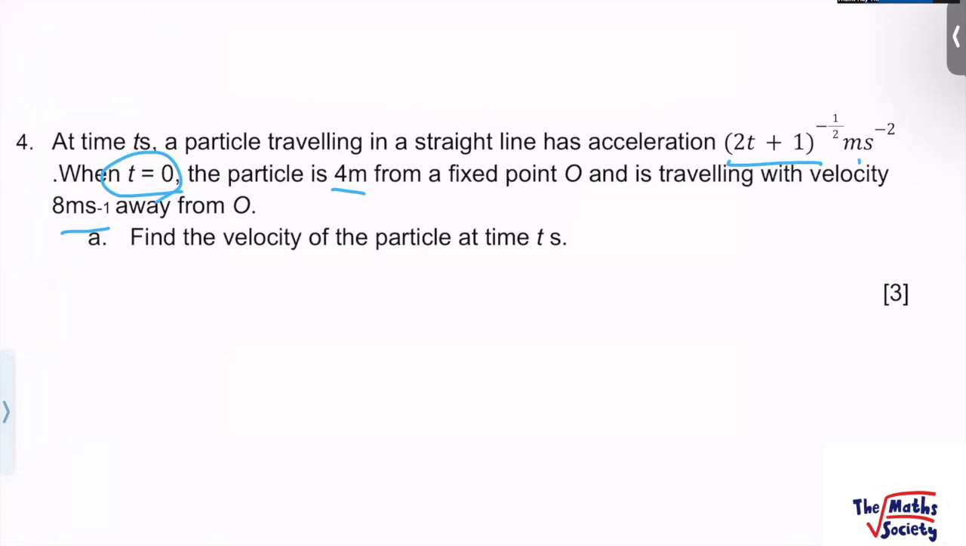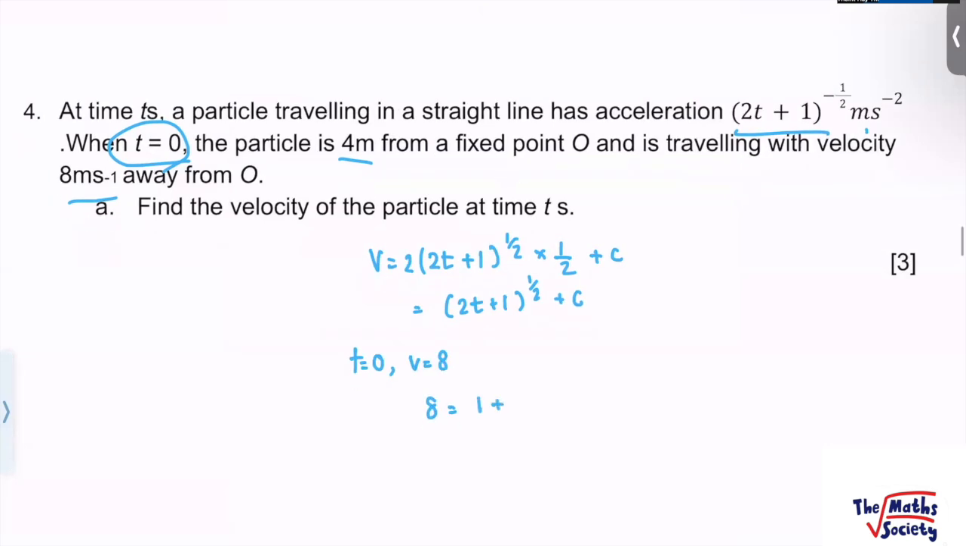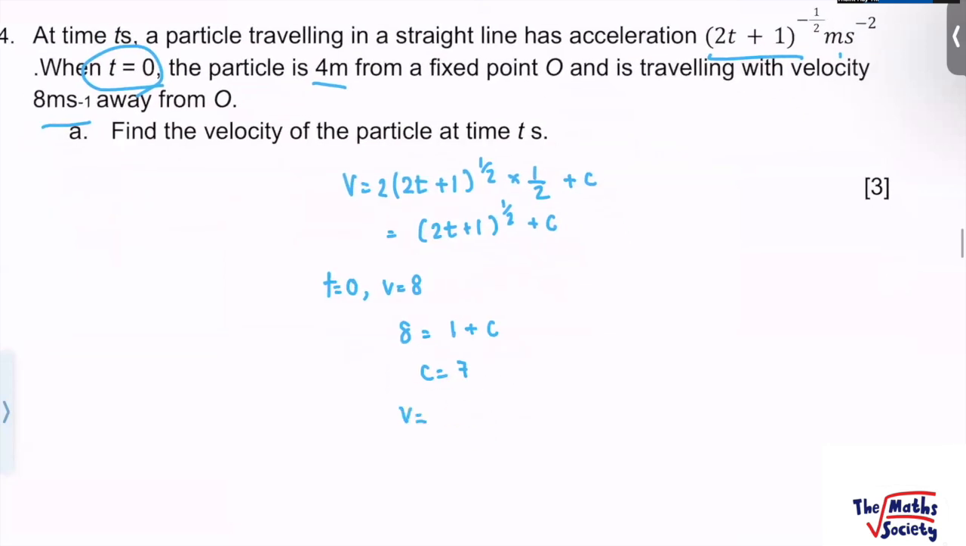So we're going to have v equals (2t plus 1) to the power half, plus c. That's already done. So that's when t equals 0 and v equals 8. So 8 is going to equal 1 plus c, so c is going to equal 7. So then you'll have v equals (2t plus 1) to the power half plus 7.